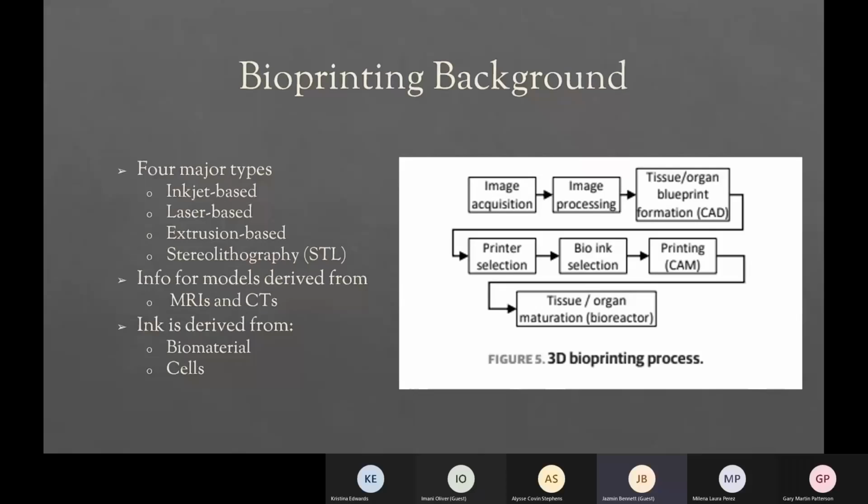Overall, the bioprinting process is similar to the typical 3D printing process. However, the information for the CAD models are extracted from MRIs or CT images. Various forms of 3D printing continue to evolve as many researchers and fields continue to use and test its deliverables.